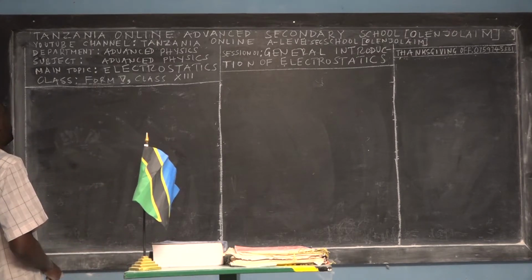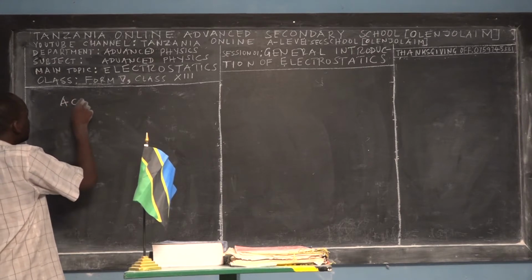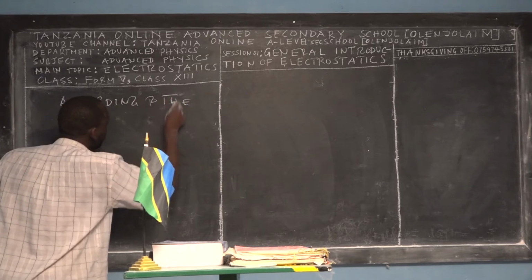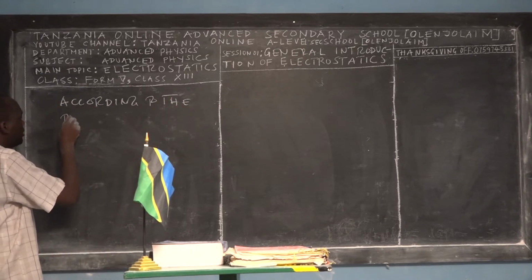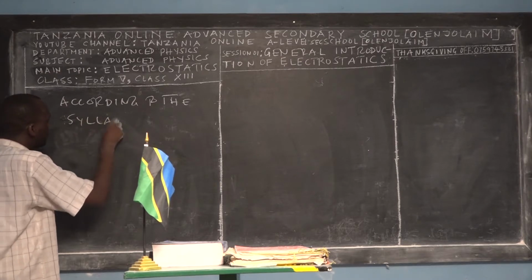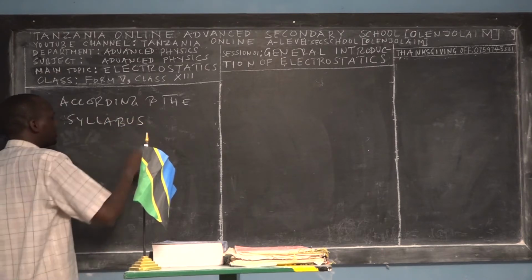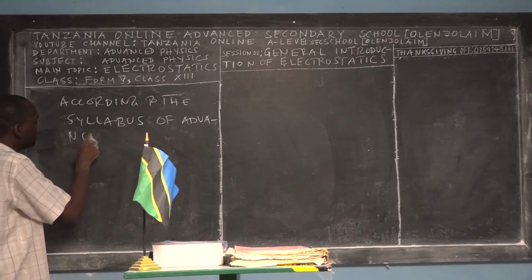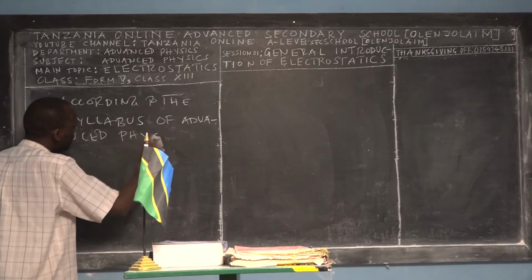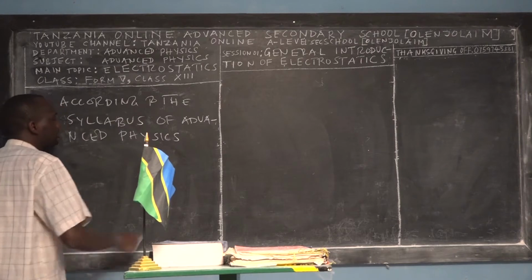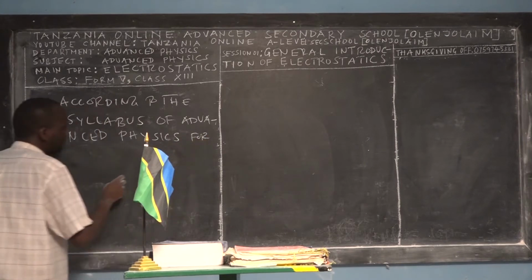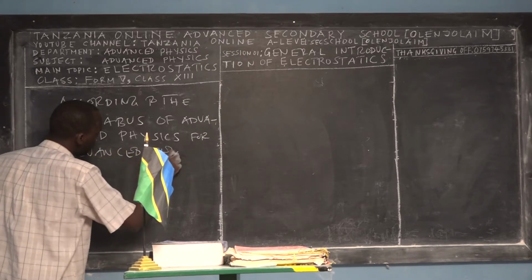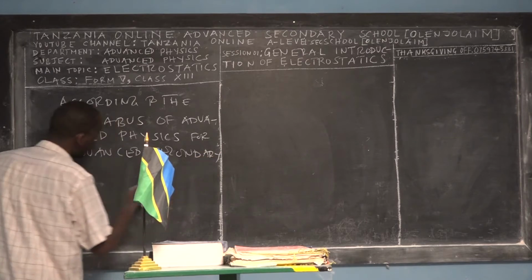Okay, so we say that one of the references, according to the syllabus, we are starting the session now because we don't have any quick review. According to the syllabus of Advanced Physics, we have to write from here: Advanced Physics for advanced secondary school.